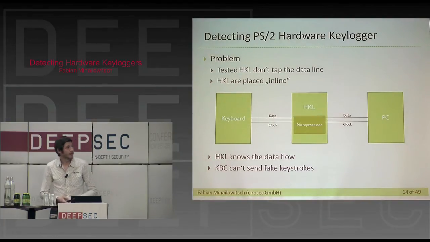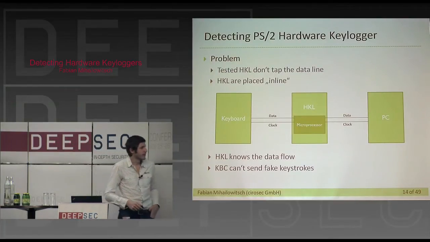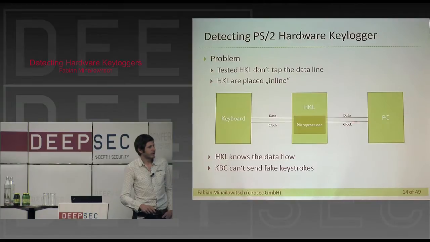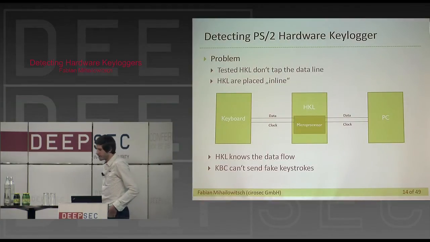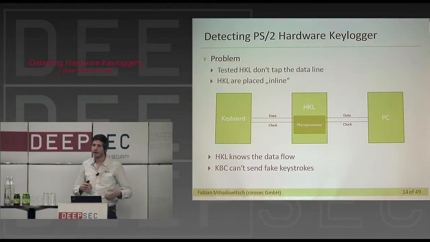The problem I came across here is that the hardware keyloggers I tested didn't tap the data line passively. Instead, they were placed inside the line. I tried to visualize it in that picture. You can see the keyboard and the PC, which have the data and the clock line, and the hardware keylogger, which really is placed in line. It doesn't intercept passively, but it's in line. So the hardware keylogger actually knows how the data flows. It can recognize whether the keystrokes are sent from the PC side or the keyboard side, and so you can't simply inject fake keystrokes via the KBC.